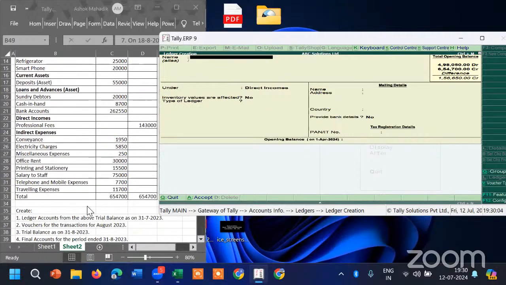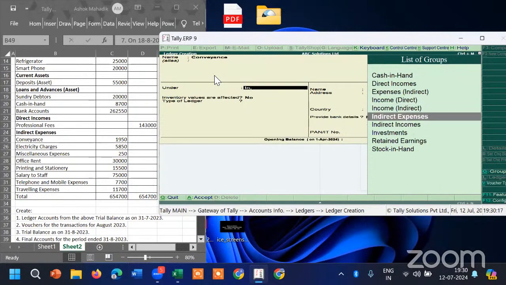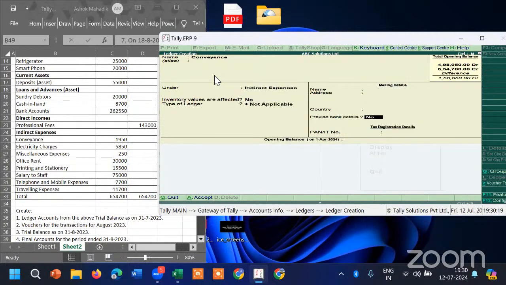Just scroll up a bit. Then indirect expenses. First item is conveyance. Under indirect expenses, they said, so we'll take it under indirect expenses. Amount is 1950. These are the amounts spent till July end. Debit. Expense means debit. Clear? So a trial balance doesn't mean it is always at the year end. Remember this.